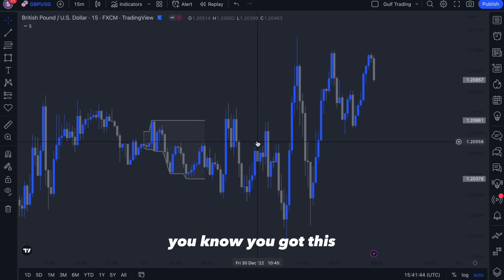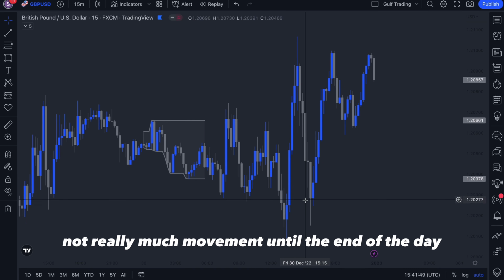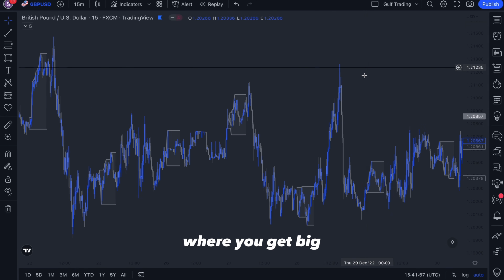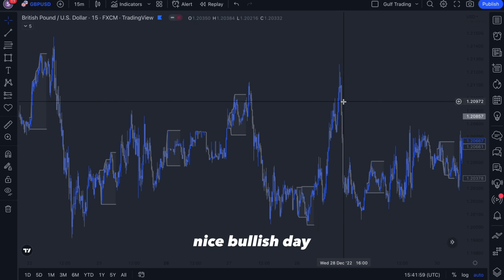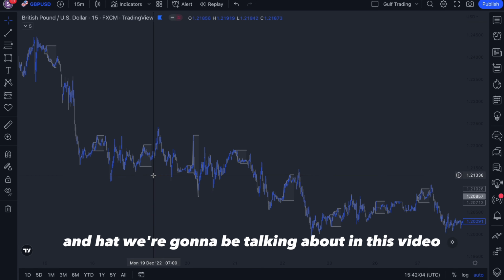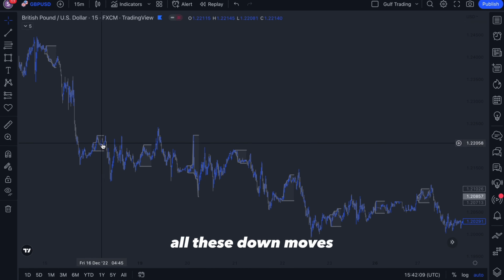But for here, you've got just consolidation, just range, liquidity being taken out on both sides, not really much movement until the end of the day where we got a bit of an uptrend. But there will be moves where you get big trading days, nice bullish day, nice bearish day, nice bearish day. And what we're going to be talking about in this video is how you could have been able to predict, well, not predict, but catch all these down moves on the days.